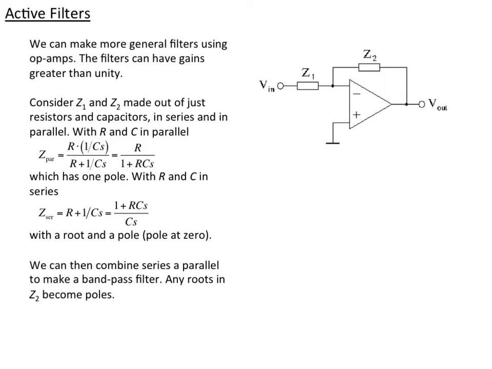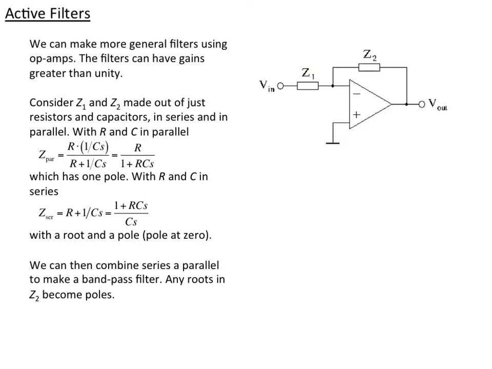or low pass characteristic. So first consider our negative op-amp amplifier with general impedances. And in particular, I want to consider impedances here that are made out of resistors and capacitors. And we can put those resistors and capacitors either in parallel or in series. So let's just quickly go through what those look like.